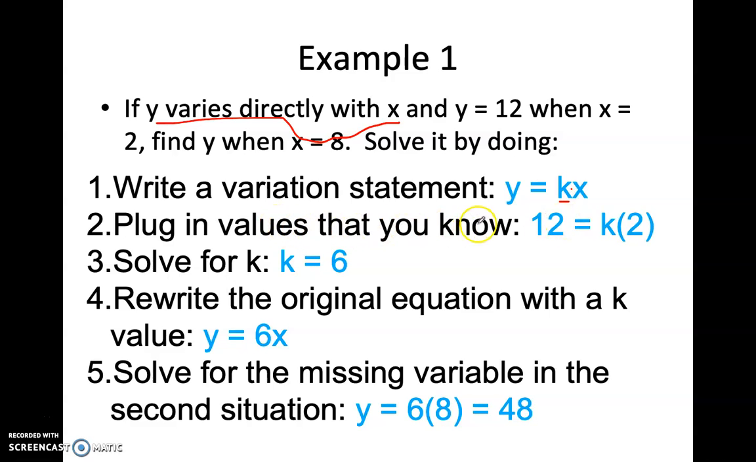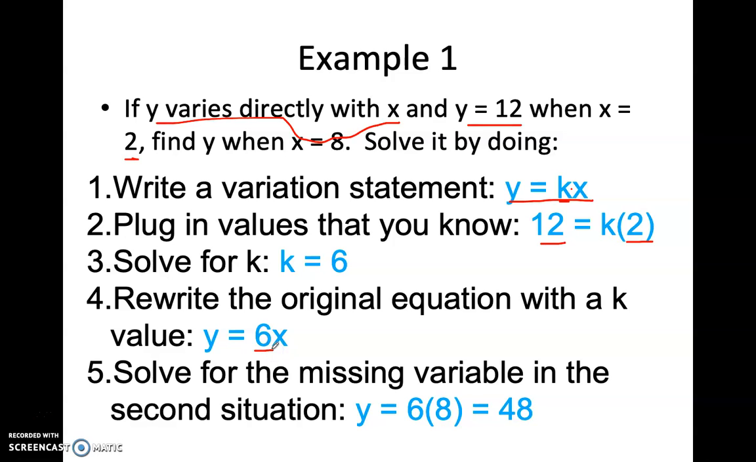Then you're going to plug in values that you know. We know that y is 12 when x is 2. So we're going to put in a 12 for y and a 2 for x from the statement right here. Our goal here is to find k. This is step 3. So once we plug those in, we're going to find k. That's just divide both sides by 2. You get k is 6. And once you find k, then you go to step 4, which is rewrite the original equation with a k value. So y equals kx is now going to be y equals 6x.